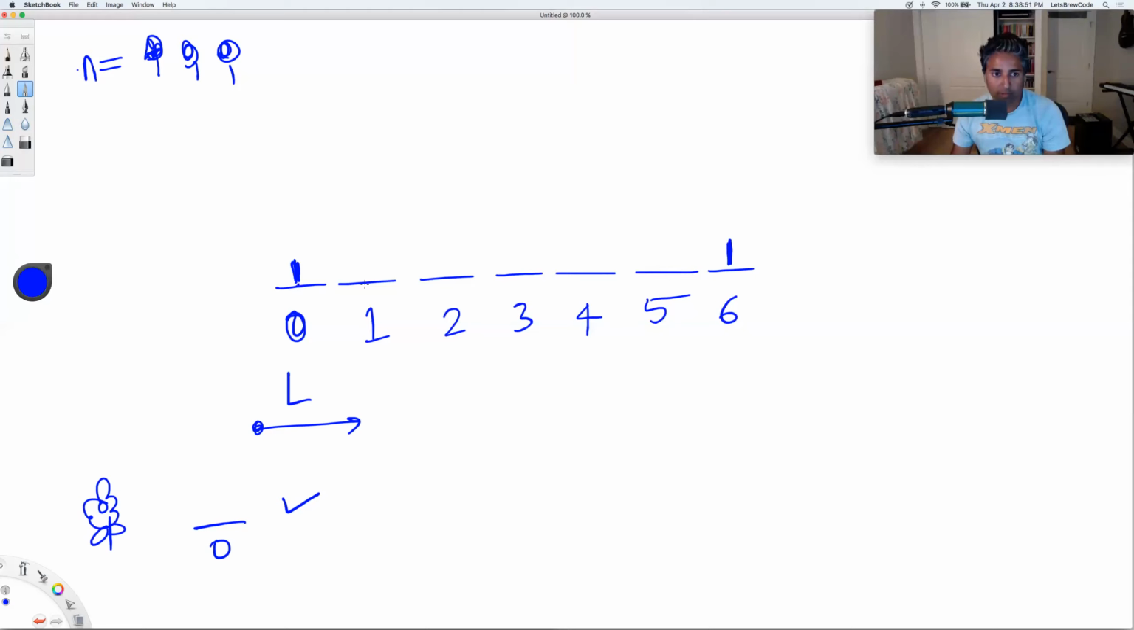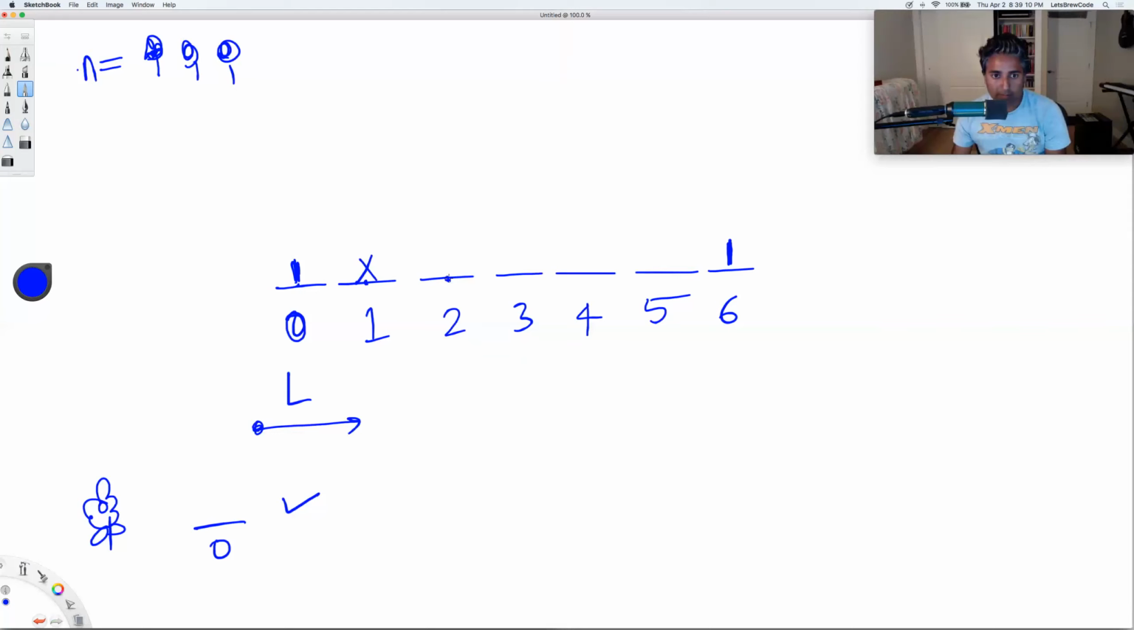Now I go to one. Can I plant here? How do I check? I check whether I have any adjacent flower. There is nothing here, but there is one here. So I cannot plant here. I move to this location.